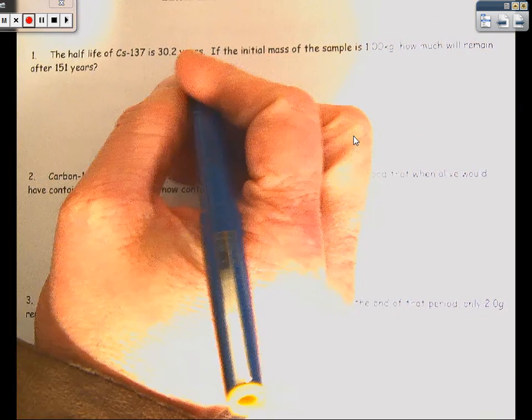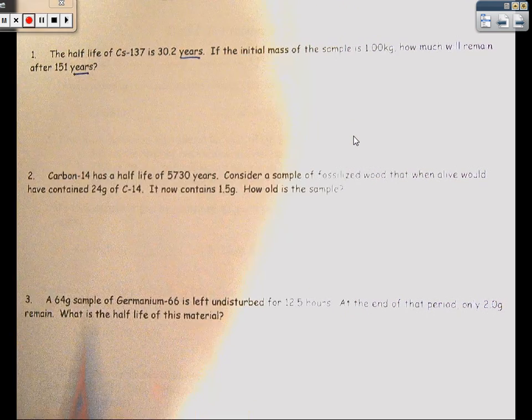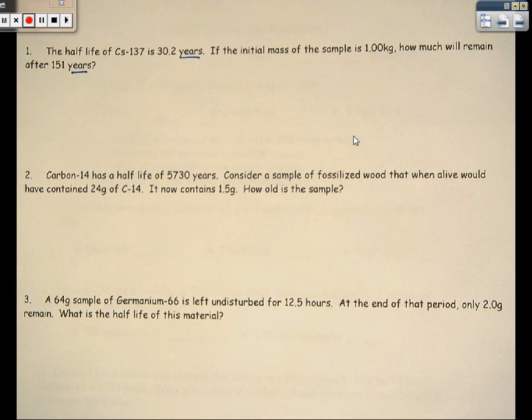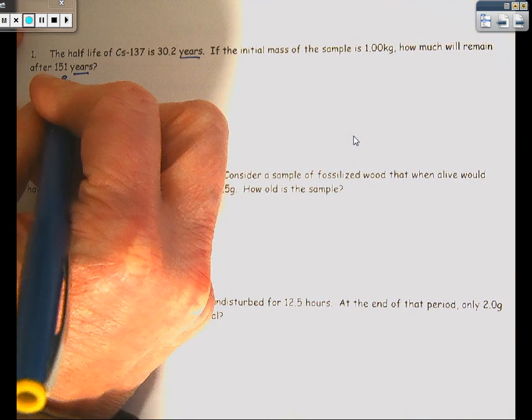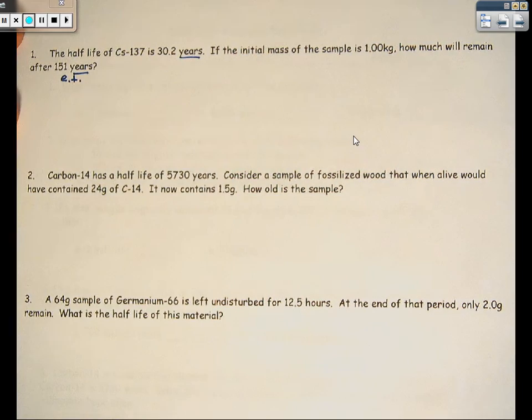If you take a look at number 1 from the practice sheet that we did, this is an example of one where you have 2 times. You have 2 things that are measured in years. We have the elapsed time. That's the 151 years. It's how much time has gone by.